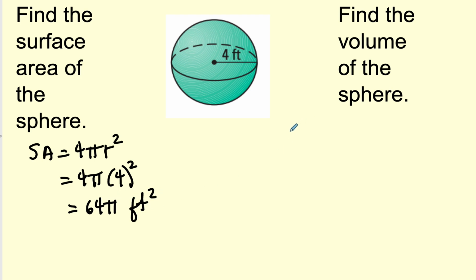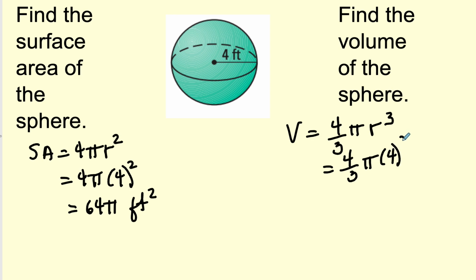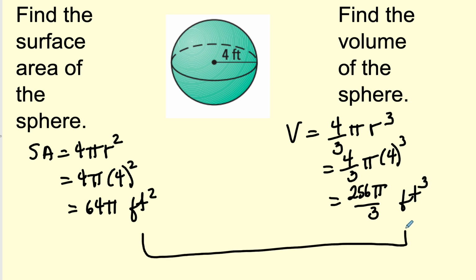Remember, we're talking area. Volume will be equal to 4/3 pi r cubed. And this is 4/3 pi, and then we're going to have a 4 to the 3rd power. So 3 4s here and another 4 here. So there's going to be 4 to the 4th power, which is 256 pi over 3, and this will be feet cubed. And let's take a look at the difference. One is in cubic and one is in square.